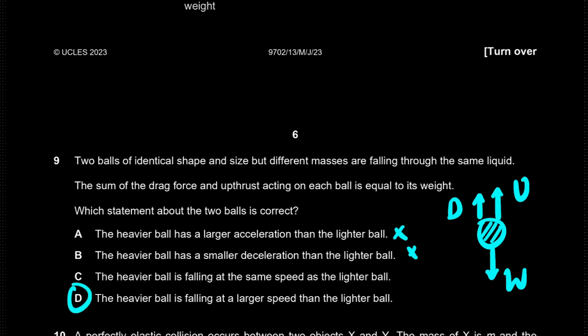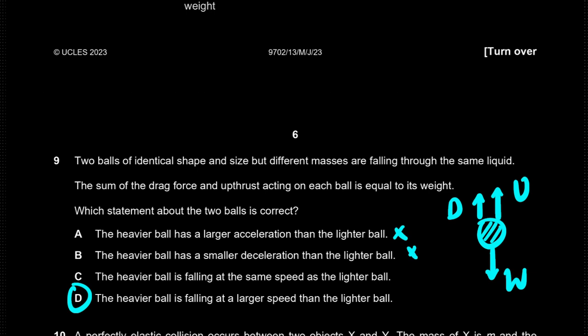If the ball is heavier, it means its weight is greater. And also keep in mind that they are of the exact same shape and size, so this means volume is the same. So upthrust acting on them is also the same. And if it starts out initially, this means that if the weight is greater, the drag force has to increase more until the sum of these become equal to the weight. So in that case, it has more room to accelerate, right?